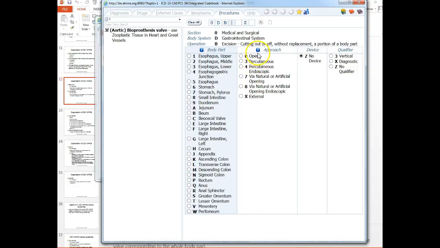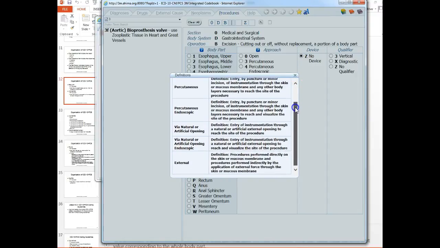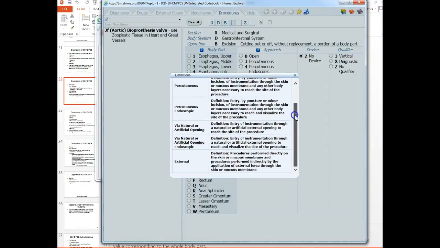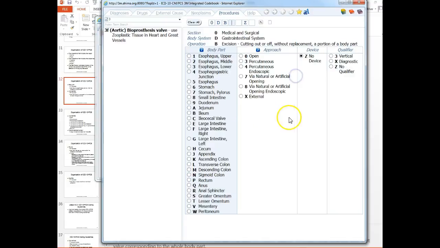But I want to show you that if I click on this question mark for approach, I have the definitions here. So this may also be very helpful to you when you are coding. It's a quick, easy reference for an approach. So let's talk about the definition for these approaches.